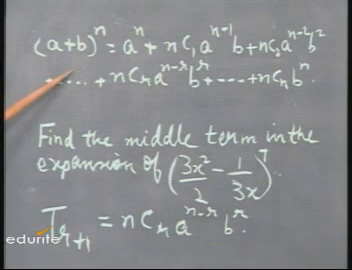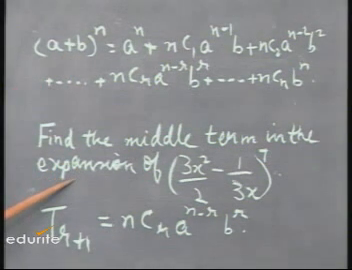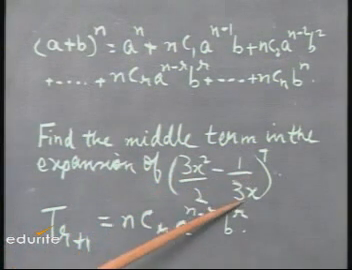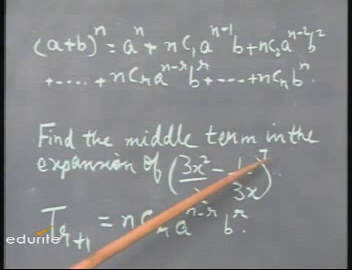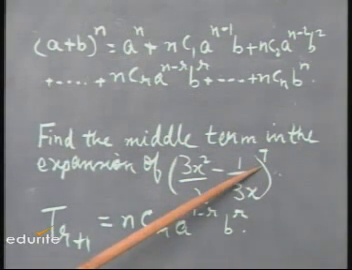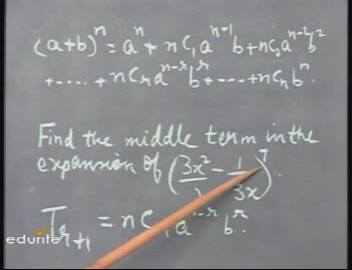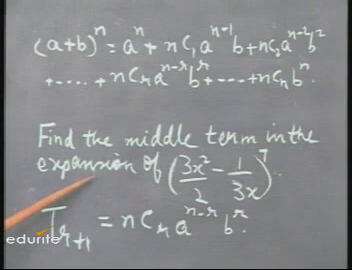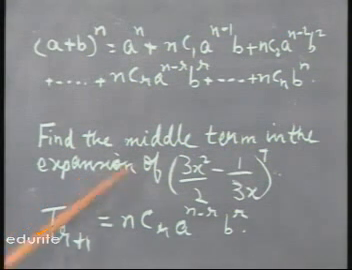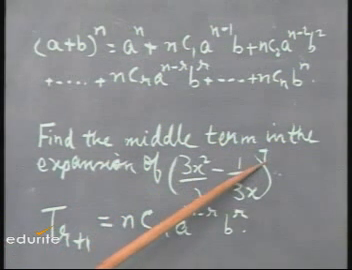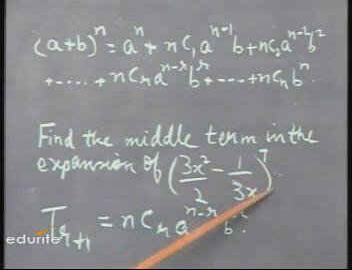Now we use this theorem to find the middle term in the expansion of (3x²/2 − 1/(3x))⁷. One more thing to be noticed in the binomial theorem is that if it's to the power of n, we have n plus 1 terms. Just as (a + b)² gives you 3 terms, a² + 2ab + b². So when we expand this, we are going to get one more term, that is there will be 8 terms.